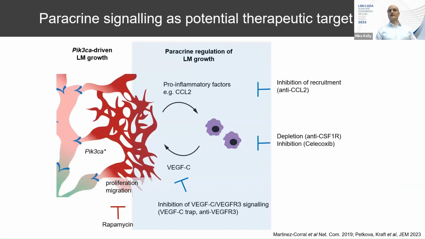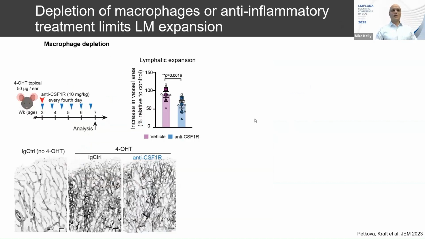We also decided to look if we could inhibit this paracrine signaling with macrophages, either by inhibiting their recruitment using an anti-CCL2 antibody, or by depleting macrophages using an anti-CSF1R antibody, or by a general inhibition of inflammation using the COX-2 specific inhibitor celecoxib. Today, I would just like to show our data on depleting and inhibiting macrophages. To deplete macrophages, we induced animals at 3 weeks of age with tamoxifen to induce the recombination and start the process of lymphatic malformation growth. And then we administered anti-CSF1R antibody every 4th day and analyzed the animals 4 weeks later. Depleting macrophages effectively limited lymphatic malformation expansion in all the animals analyzed.